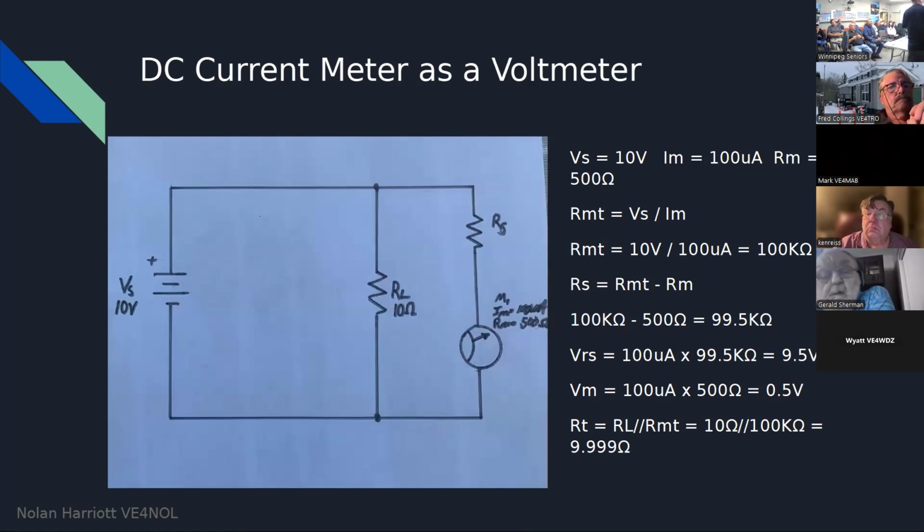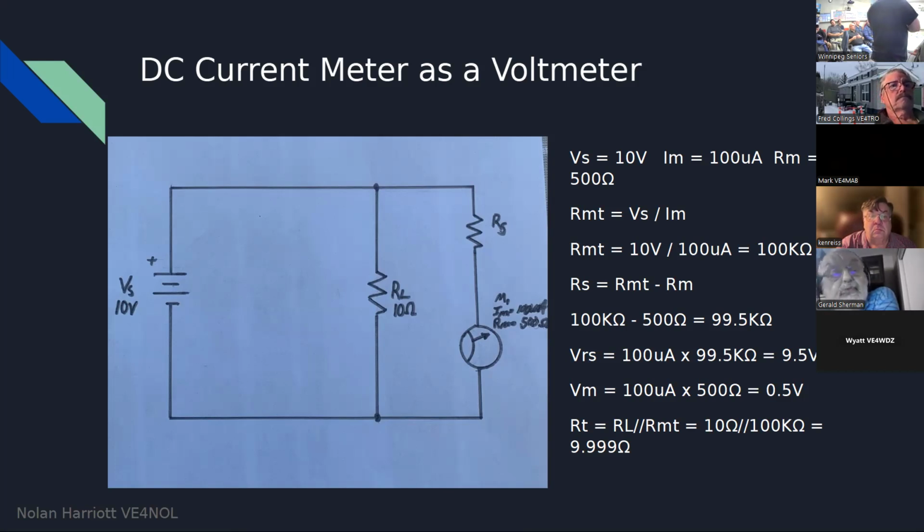We have our meter there, and our source voltage is 10 volts. Our meter current is going to be 100 microamps with an internal resistance of 500 ohms. That's not going to work on this 10 volts, so we'll have to add a resistor in series with the meter. The series resistor is going to drop the majority of the voltage, allowing us to calculate for our full scale deflection of current we want coming through the meter.